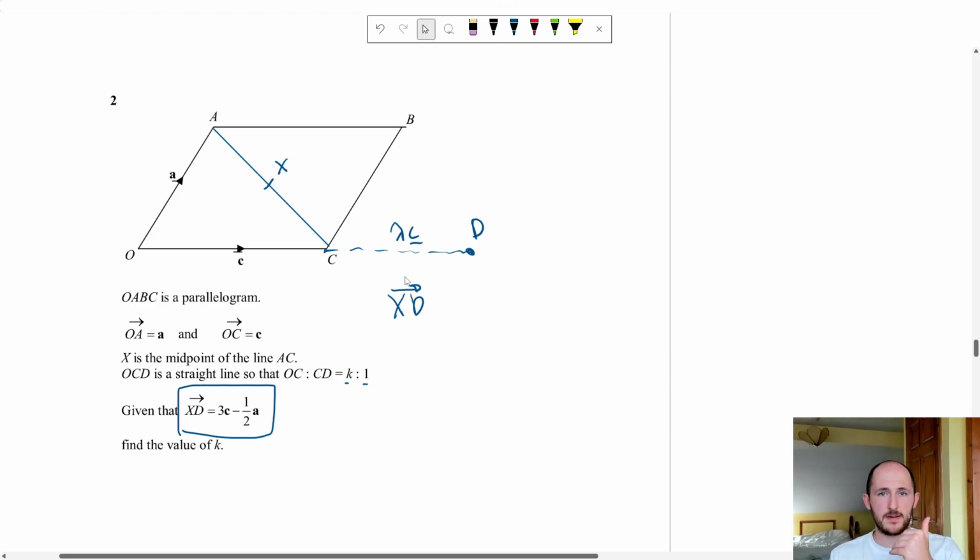I'm just looking at the difference. I'm comparing them. It's almost like a simultaneous equation. So if I were to go from x to d, what would I do? Well, I would go from x to c, and then I would go from c to d. Now, do I know what those are? Well, x to c is half of a to c, so I'm going to write that in. 1/2 a to c, and then I know that cd is just lambda c, so let's leave it as that.